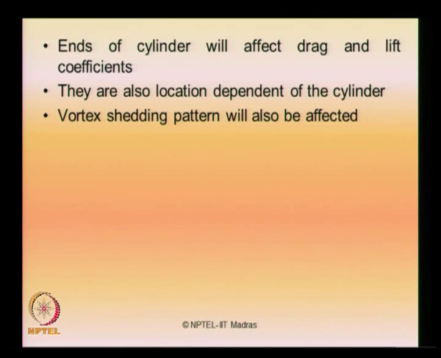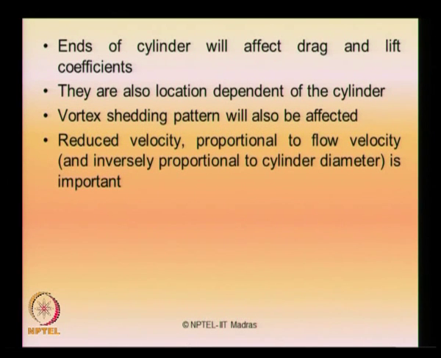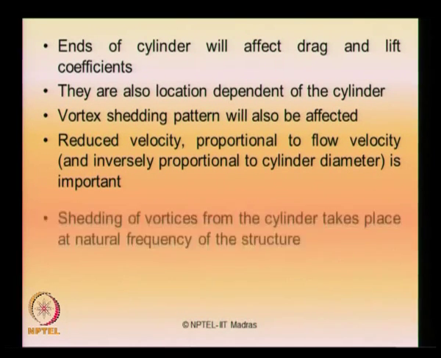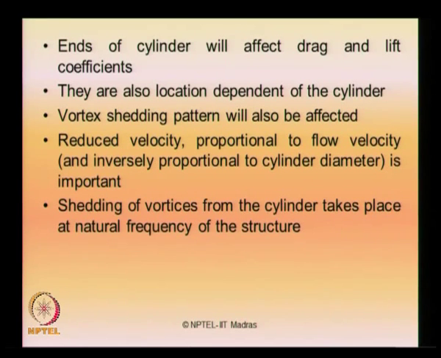And vortex shedding pattern, especially in supercritical and transcritical regions, will be significantly affected when the ends of the cylinders are covered. Then it can result in what we call reduced velocity. The velocity will get reduced. It can become proportional to the flow velocity and inversely proportional to the cylinder diameter, which is very, very important. So for larger diameter the reduction can be significantly high, and shedding of vortices from the cylinder can take place at a natural frequency of the structure, which is very dangerous in terms of dynamic response behavior of the structure.